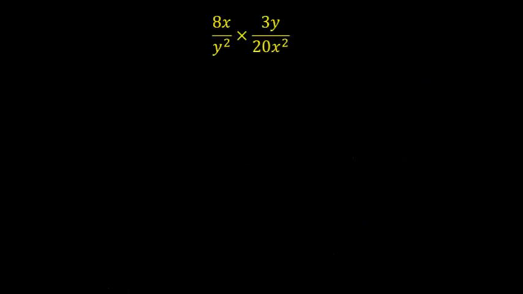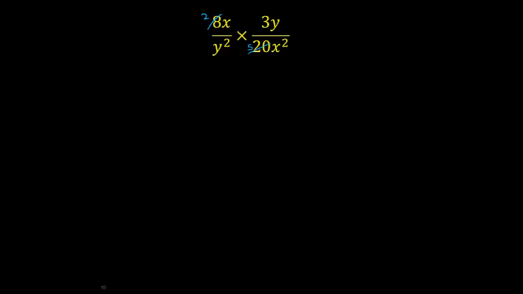Again, you can try this one on your own if you'd like to give it a go, otherwise follow along with me. So let's look at this, 8x and 20x squared. First of all, with the coefficients, the numbers, 4 goes into both of those. So 8 divided by 4 is 2, 20 divided by 4 is 5.